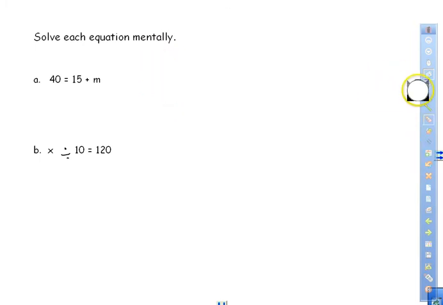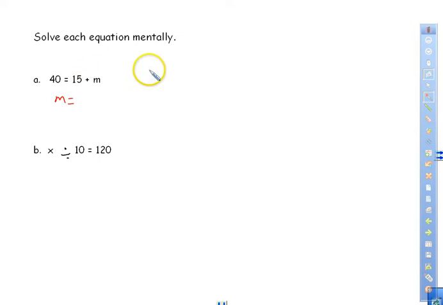All right, I had a little mess up here. I apologize. So we're going to solve this mentally. You might be hearing me restate this. M is what we're solving for. M equals. So it's 15 plus what gives me 40? Well, you can solve that. You can just think about what that is.